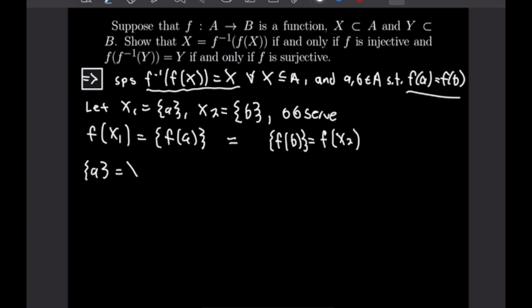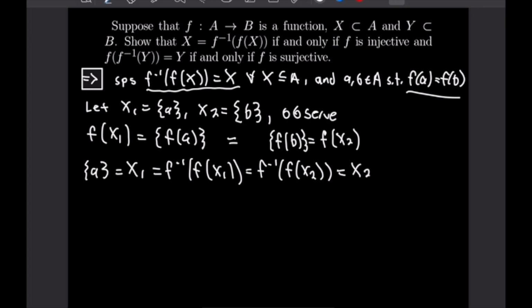We have a is equal to x1, which is equal to the pre-image of the image of x1, which from our equation above we know will be equal to the pre-image of the image of x2, which is of course equal to x2 by our assumption up here. And then that will be equal to the singleton b. But that means if we look at our extreme left-hand and right-hand sides, we have a equals b. But that's exactly what we wanted to prove that this function was injective, as we started with f of a is equal to f of b, and we ended up with a is equal to b.